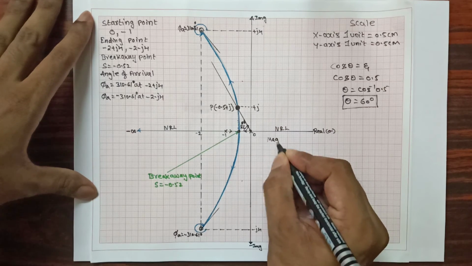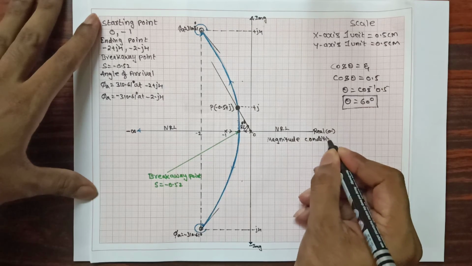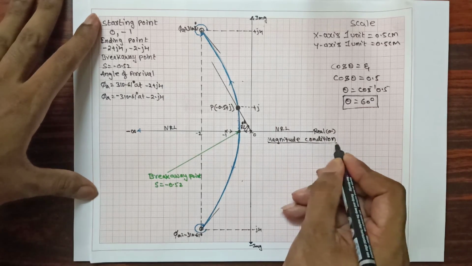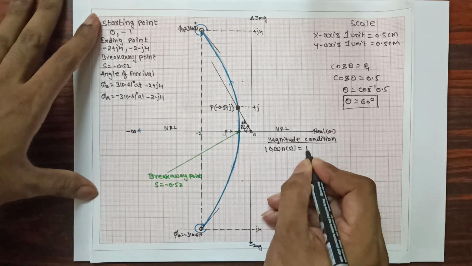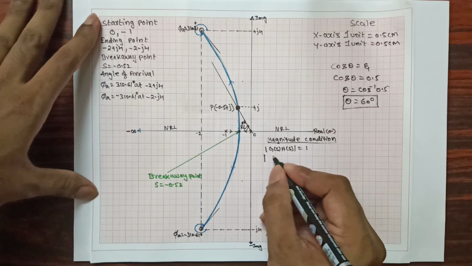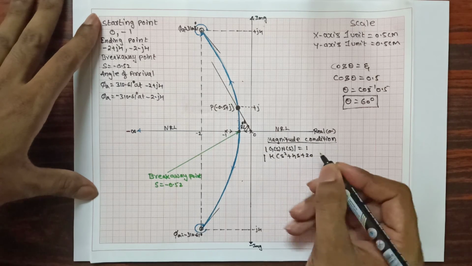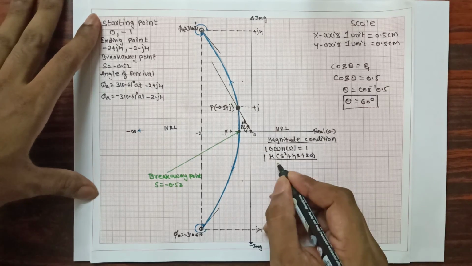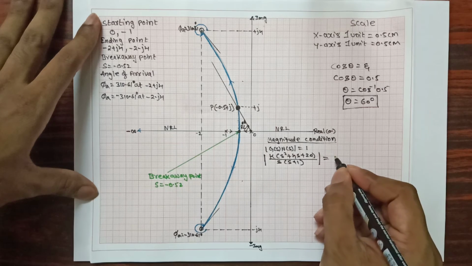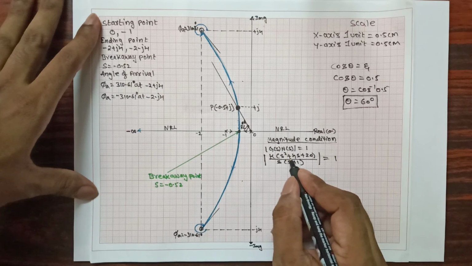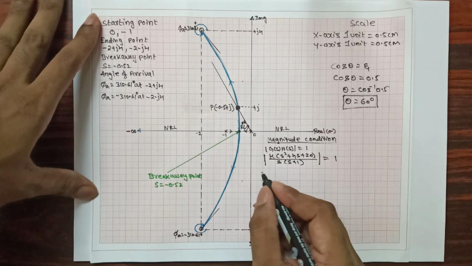Magnitude condition, that is the magnitude of G(s)H(s) is equal to 1. Magnitude of G(s)H(s), in this case K(s² + 4s + 20) divided by s(s + 1), is equal to 1. Here, as we know, for this numerator quadratic equation we got two complex values, which I am going to write here.